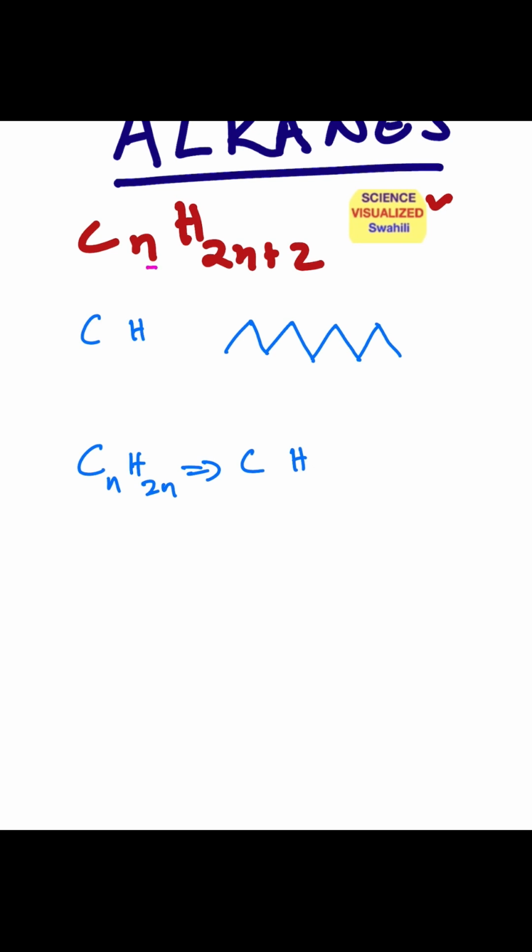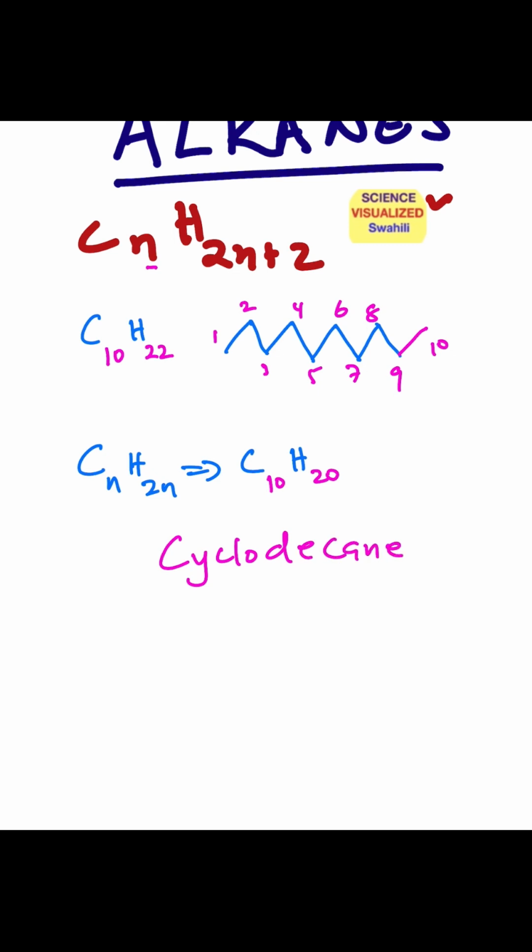Now for n equals 10, it will be C10H2n+2, that's 2 times 10 is 20, plus 2, it will be 22. And therefore we're going to have 1, 2, 3, 4, 5, 6, 7, 8, 9, and then you add one more, 10. For the cyclic system, it will be C10H20, and the name for the cyclic system is cyclodecane. Remember, a decade is 10 years, and this other one will just be decane, the straight chain.